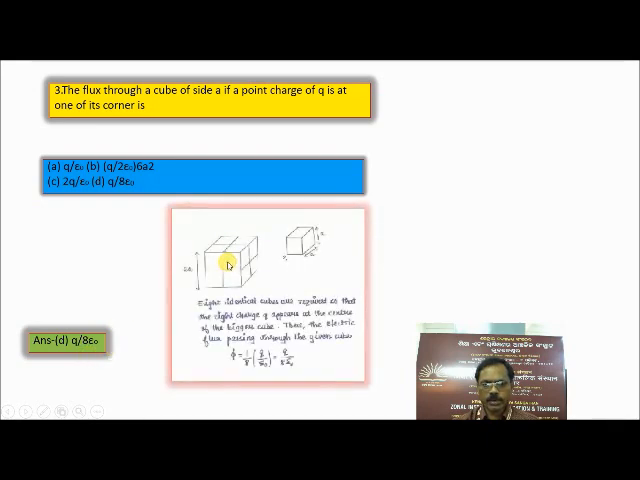How has it come? Let's see the explanation. This is a cube, and 8 identical cubes are required so that the charge Q appears at the center of the bigger cube. So the electric flux passing through one cube is 1 by 8 psi, which is equal to 1 by 8 of Q by epsilon naught, equal to Q by 8 epsilon naught. So the answer will be D. Let's go to the fourth question.